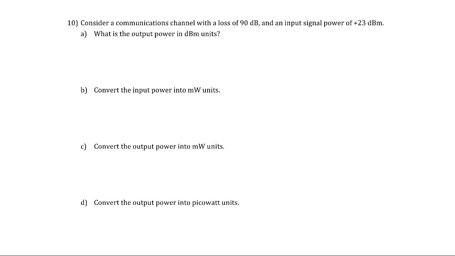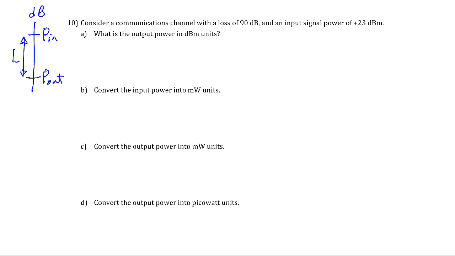Okay, in this video I'm going to do an example of a loss budgeting problem where we first work in dBm units, and then it asks us to convert everything into milliwatts and picowatts. And the idea here is that I have, in a decibel unit scale, sort of a vertical number line, P in and P out, which is less than P in due to the loss L of the communications channel, which has a loss of 90 dB in this case.